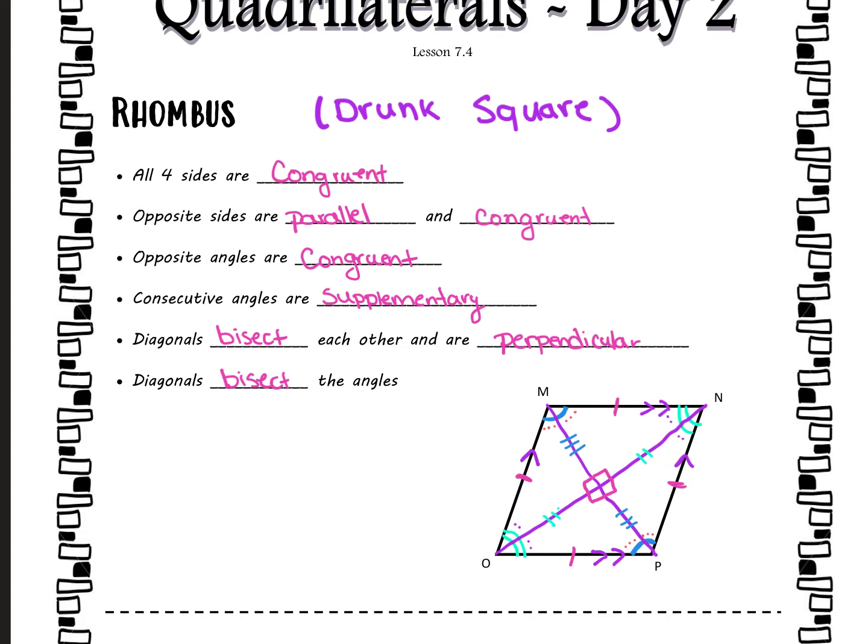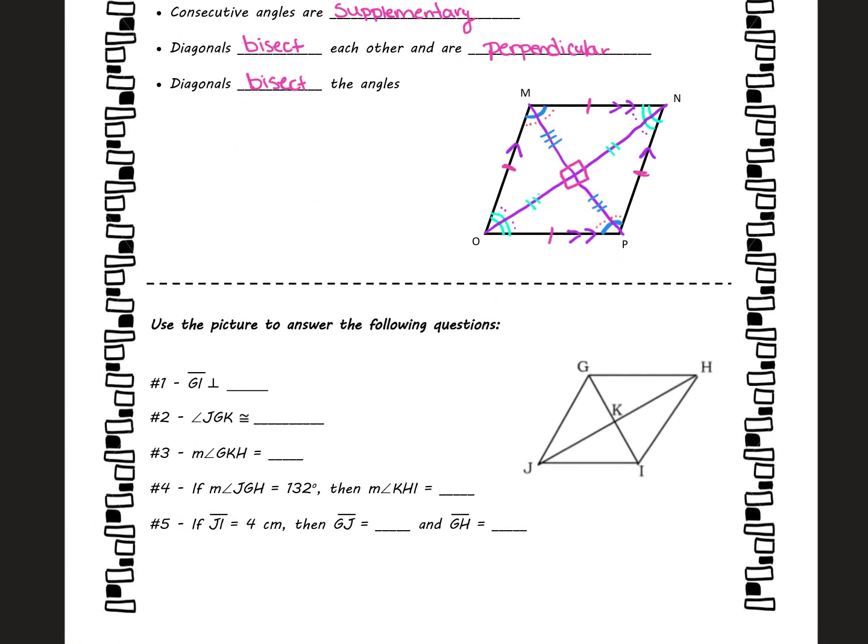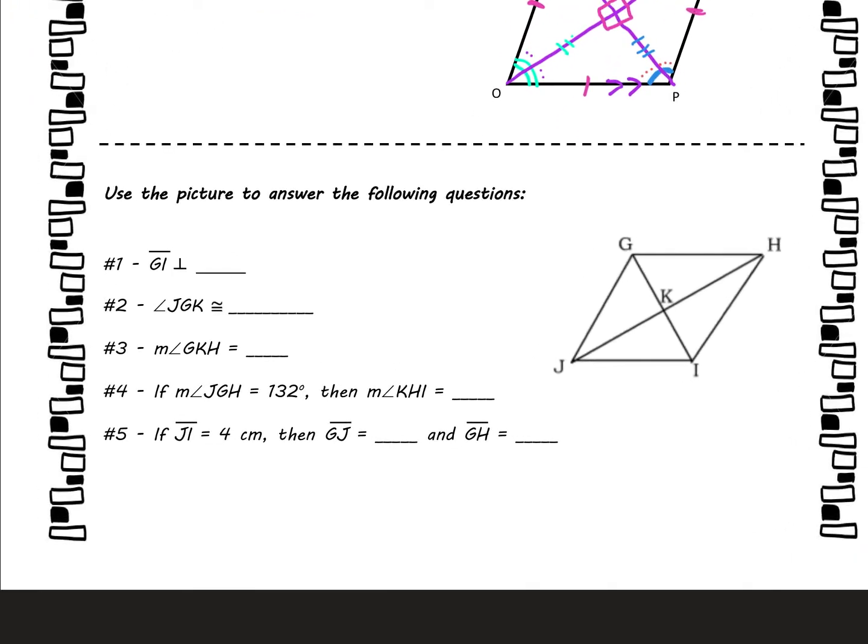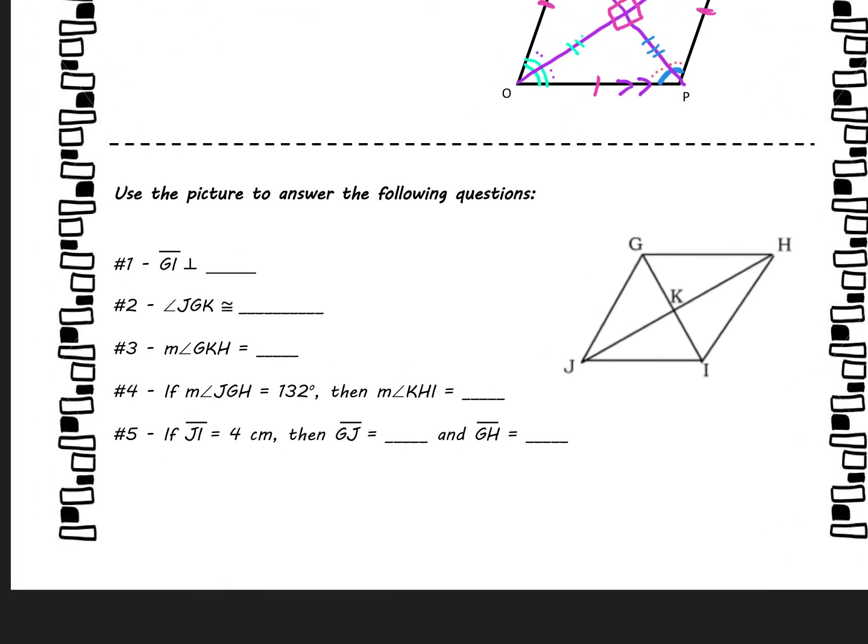All right, now we're going to head over to this bottom question. It's going to be a proof question. These questions say to use the picture to answer the following questions. So GI is going to be perpendicular to what? GI is the diagonal right here, and it's going to be perpendicular to what? If you remember, the only thing that's going to be perpendicular is the other diagonal, which is going to be HJ or JH, whichever way you want to call it.